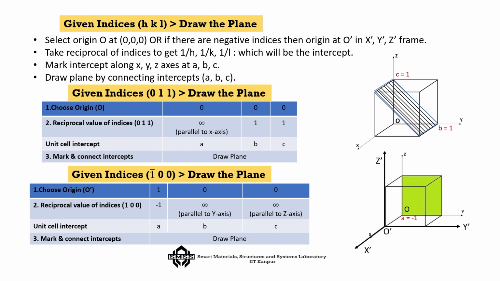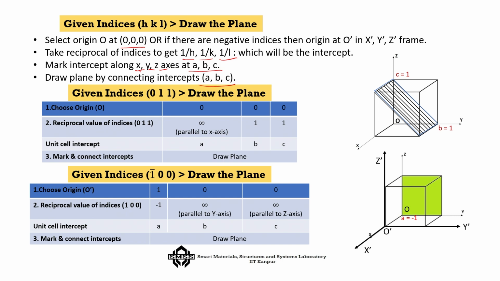Now, there are some cases where, given an index, you have to draw the plane. The index is given to you. Now, what you have to do is just a reverse problem. So, select origin 0 0 0, or if there are negative indices, then the origin will be O prime, x prime, y prime, z prime. Then take the reciprocal of the index values, because that is the way we obtained it in the first place, and then mark intercepts along x, y, z at a, b, c, and draw the plane by connecting these intercepts.